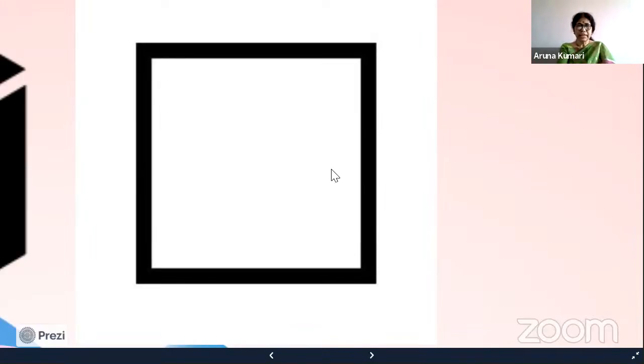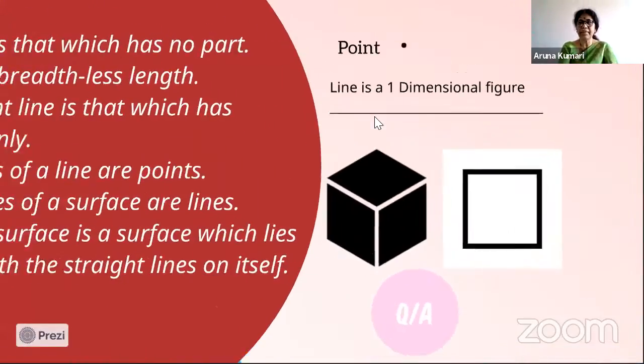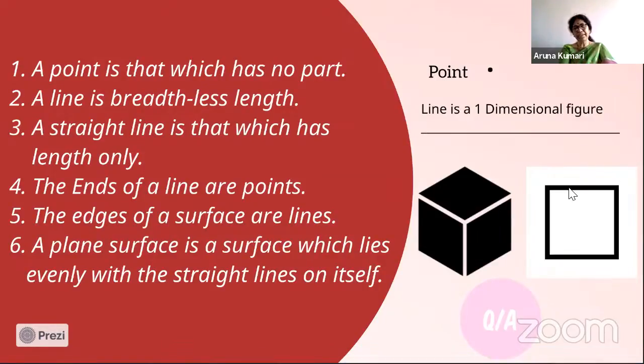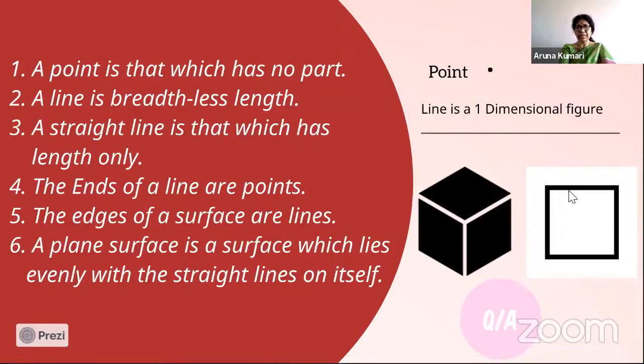That means the limit of a 3-dimensional figure is a 2-dimensional figure, whereas the limit of a 2-dimensional figure is a line. How many dimensions does a line have? Just now we learned, a line has breadthless length. It has only length, no breadth. So we can say that it is a single-dimensional figure. That means the limit of a 2D figure is a 1-dimensional figure.